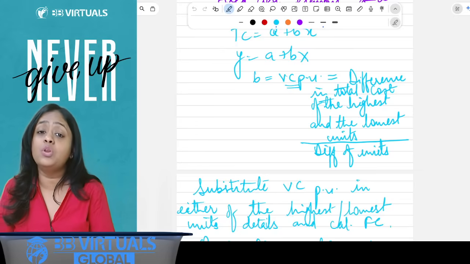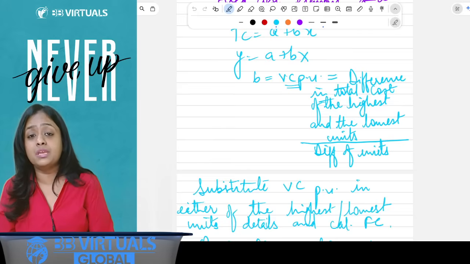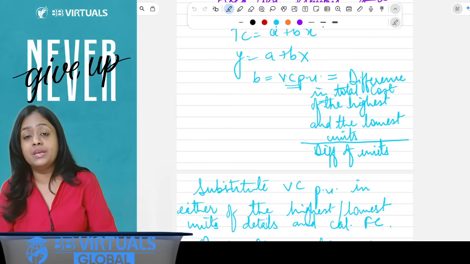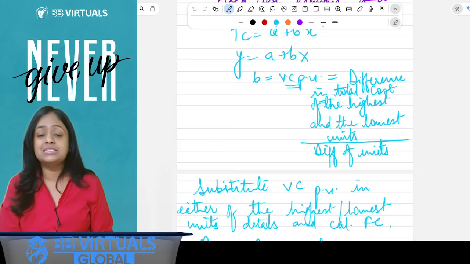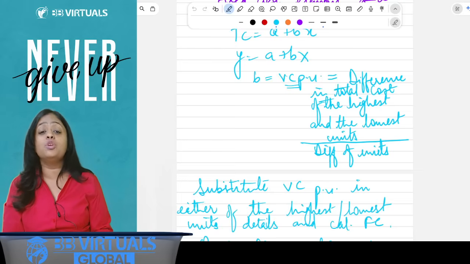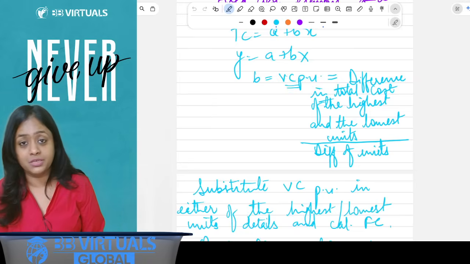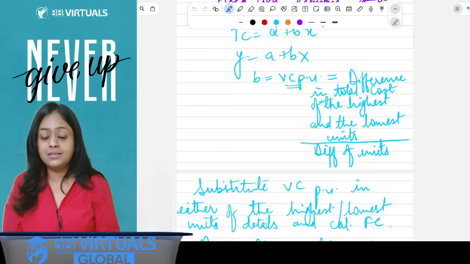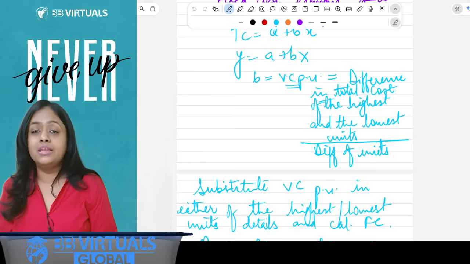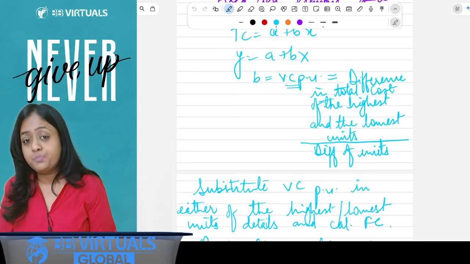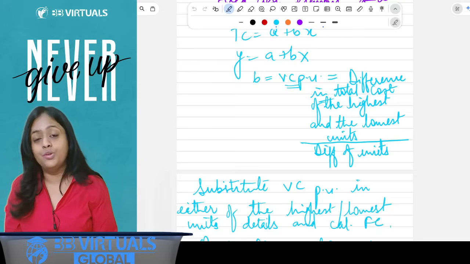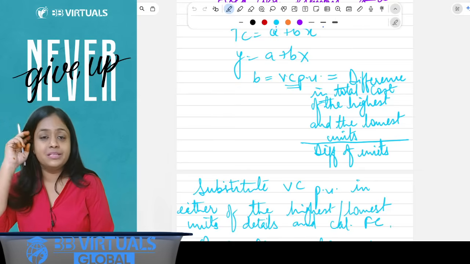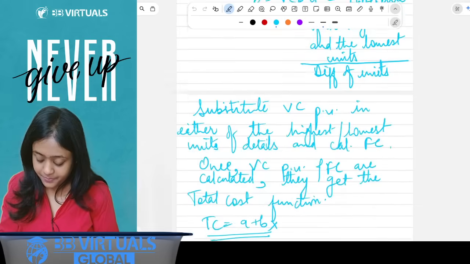Now remember that you will only replace this variable cost per unit in the total cost equation and keep the total cost equal to either the highest level of activity or the lowest level that we used in the data. No other units in between. Okay, so either we will take the highest level or the lowest level, and in that equation you put the variable cost per unit as what you have calculated here. So when you solve the equation, then you will get the total fixed cost also. So by this you can create your total cost equation.